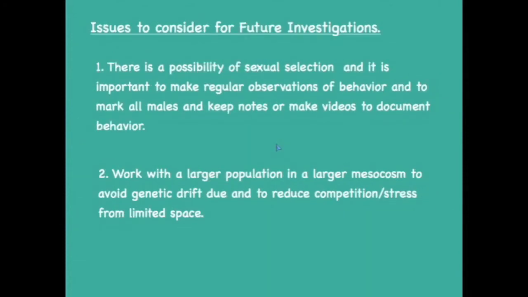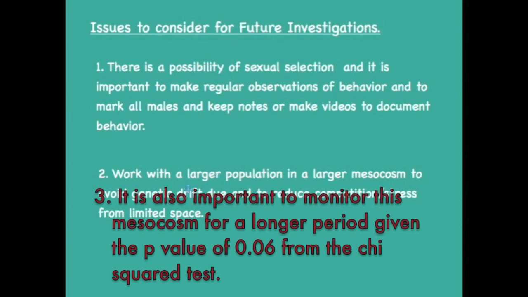What are the issues to consider for the future? 1. There is a possibility of sexual selection, and it is important to make regular observations of behavior and to mark all males, and to keep notes or make videos to document behavior. The second thing is to work with a larger population and a larger mesocosm to avoid genetic drift and to reduce competition or stress from limited space.